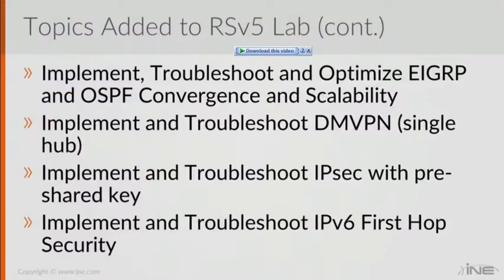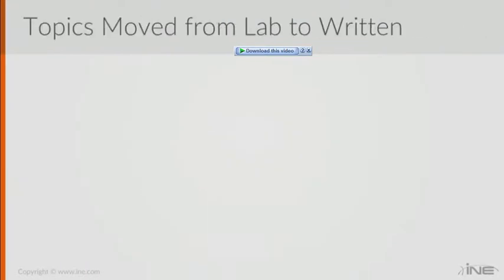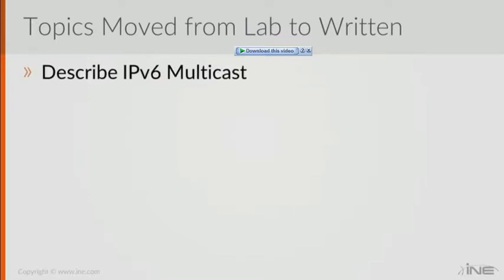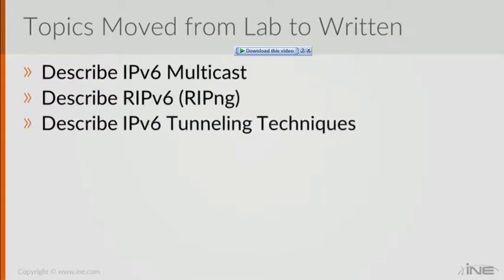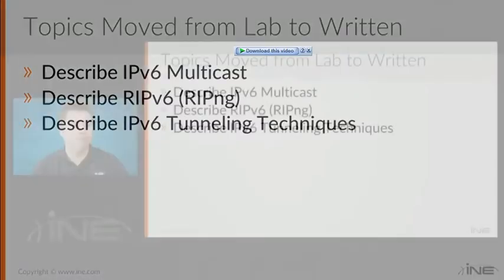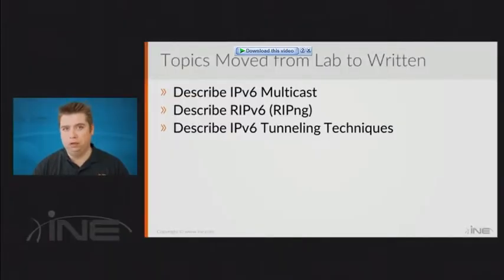So this is stuff that was added, but what about stuff that was removed? Okay, some topics were moved from the lab to the written, so they weren't removed completely, but they're no longer going to be tested from the practical configuration point of view. So specifically, these are IPv6 multicast, RIP version 6, or RIPng, IPv6 tunneling, which I'm assuming is going to be talking about things like ISATAP tunnels, automatic 6-to-4 tunnels, because we are still going to be doing IPv6 tunneling over IPv4 in terms of running OSPFv3 over an IPsec tunnel, or running EIGRPv6 over DMVPN.